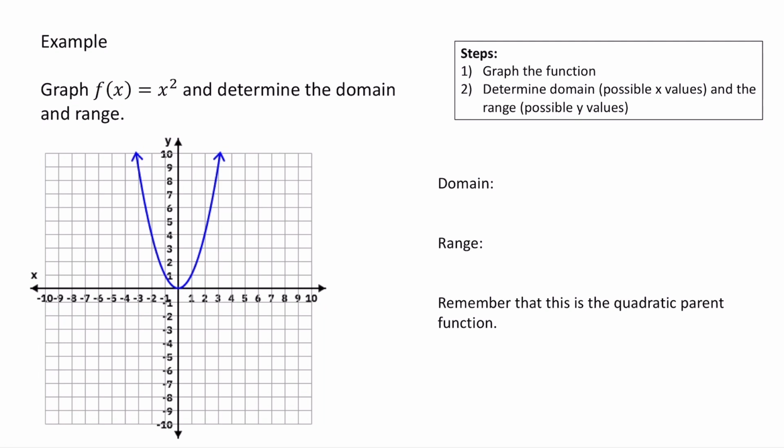So now this is the graph that you have, f of x equals x squared, and let's now determine the domain and range. So this is a parabola, so there are no restrictions on the domain, so it's going to go from negative infinity to positive infinity. For the range, notice it starts off at y equals 0 and then includes all values of y above that. So it's going to go from 0 to infinity. Remember that this is the quadratic parent function.